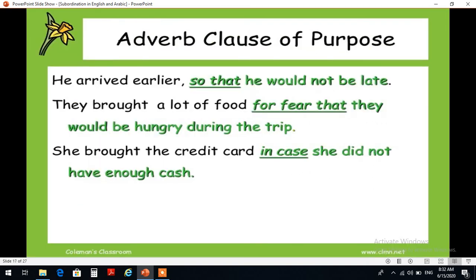Adverb clause of purpose تعبر عن الغرض. He arrived earlier so that he wouldn't be late. They brought a lot of food for fear that they would be hungry during the trip. She brought the credit card in case she didn't have enough cash. So all these subordinating conjunctions are used to indicate some semantic notion of purpose.